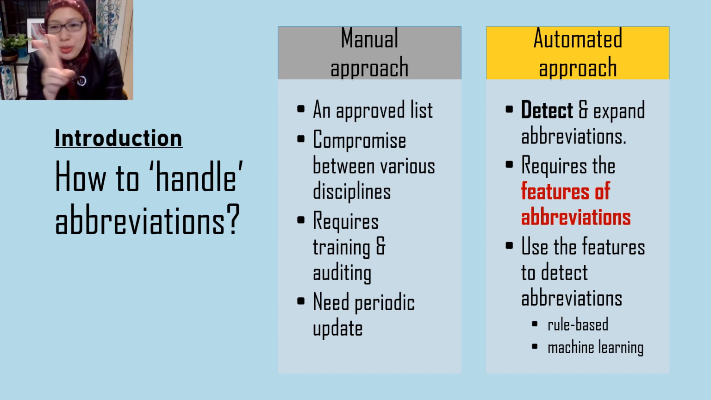So those are the two objectives of this research. The first is to find out the use of abbreviations in Malaysian medical notes, particularly the cardiology and discharge summaries, and number two is the features of the abbreviations.